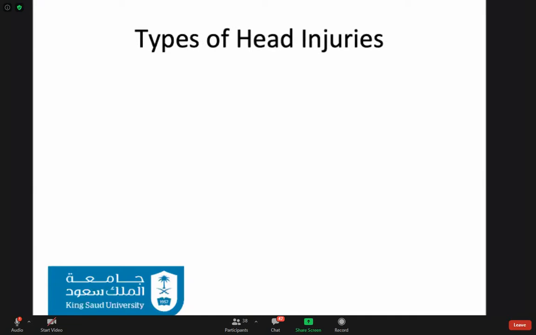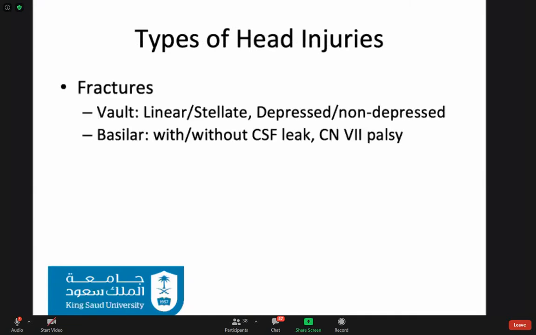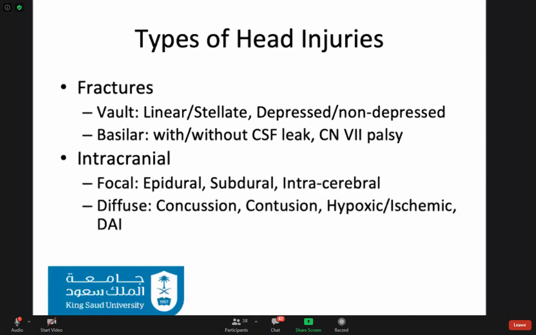We have types of head injuries. We have fractures, intracranial injuries, so epidural, subdural, intracerebral hematomas. And then we have diffuse injuries: concussion, contusion, hypoxic ischemic injuries, or diffuse axonal injury, DAI.